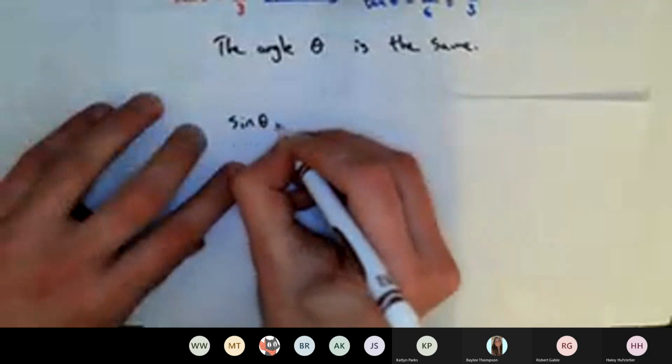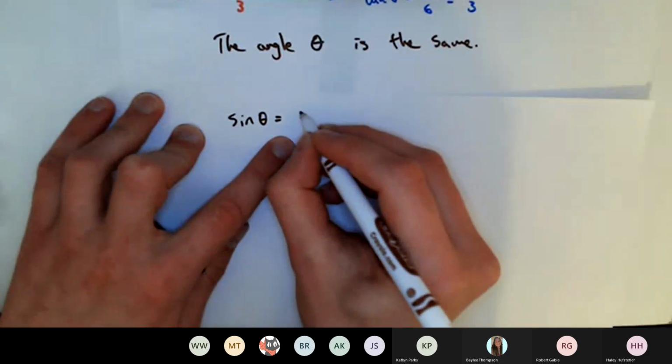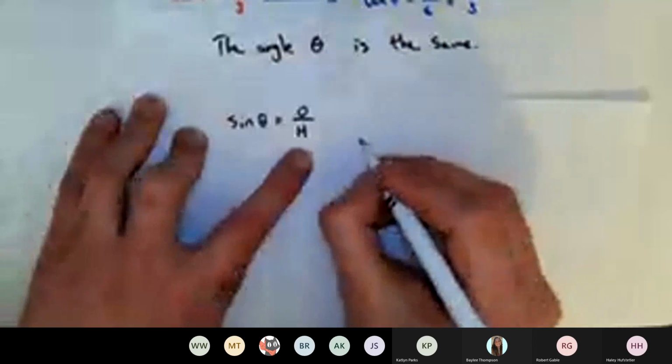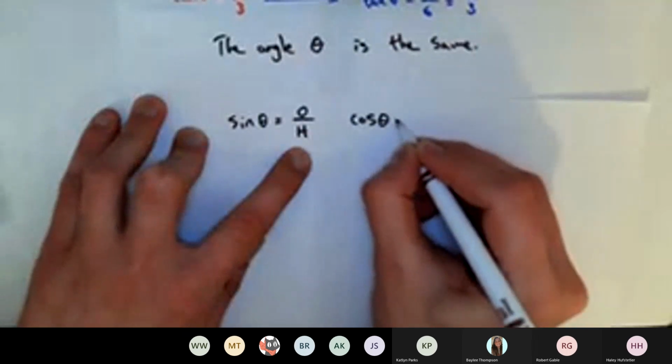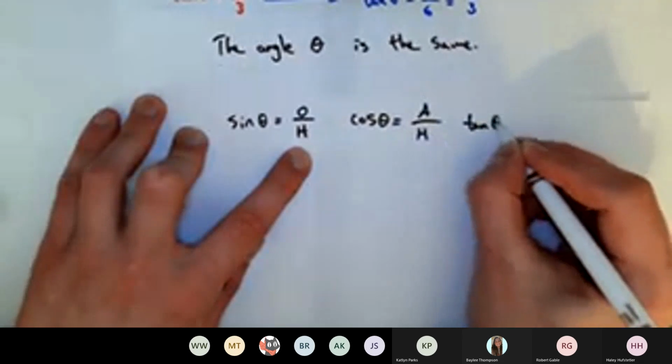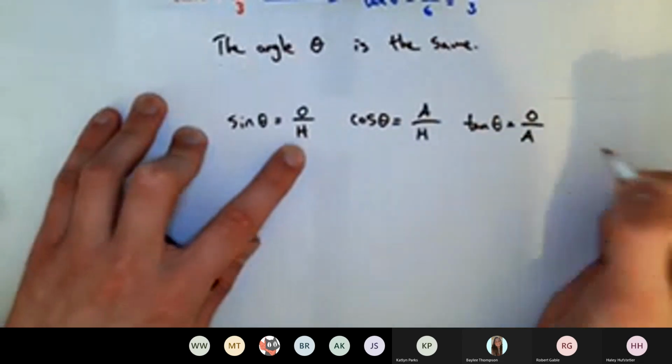Let me just write this down again. I'm going to abbreviate. Sine of theta is equal to opposite over hypotenuse, so that's O for opposite over hypotenuse. Cosine of theta is adjacent over hypotenuse, and tangent of theta is opposite over adjacent.